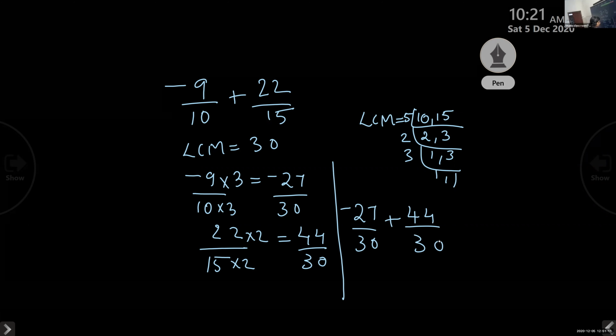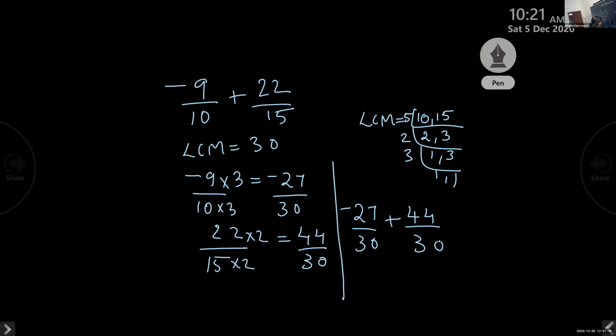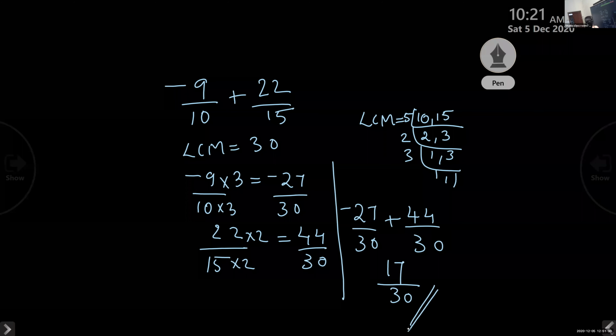44 minus 27, you will get 17 by 30. Positive 17 by 30 because the greater number is positive, isn't it? So answer is 17 by 30. Next question.